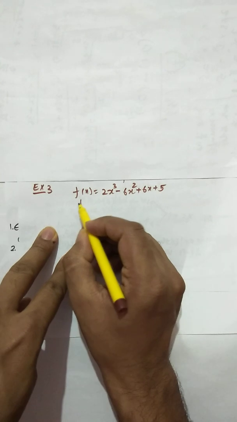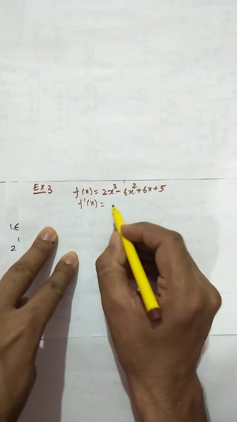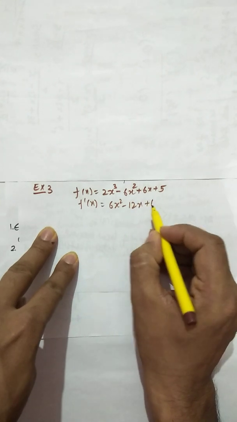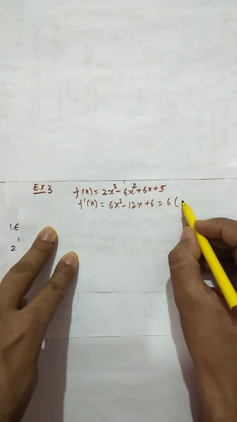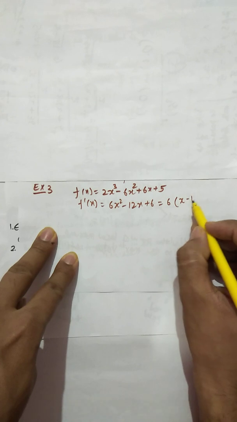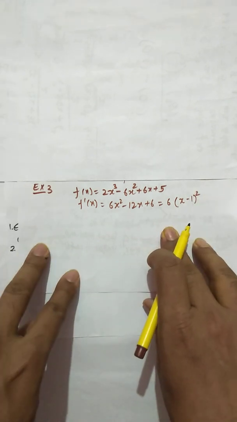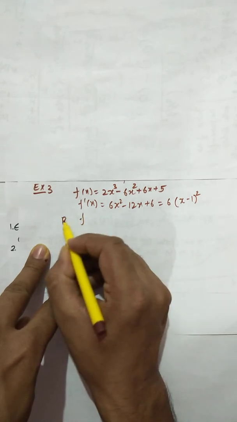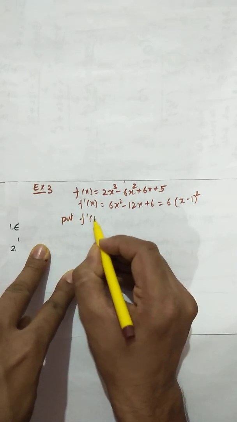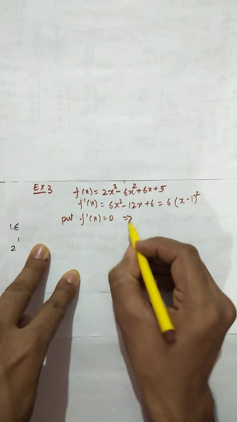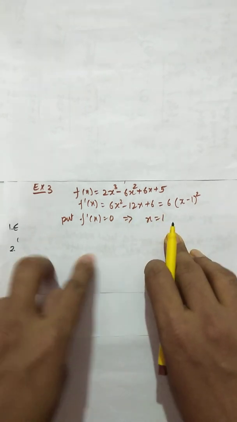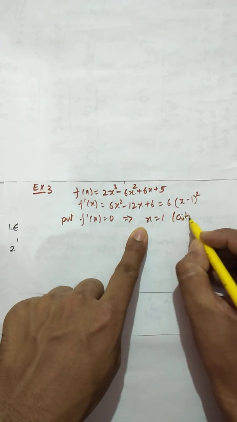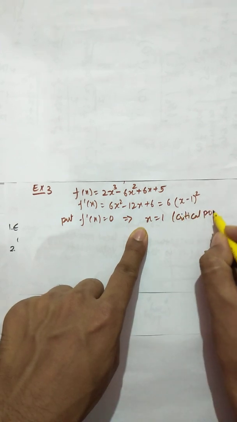So first we differentiate it. F dash x is going to be 6x square minus 12x plus 6. You take 6 common, then it's going to be x minus 1 whole square. So to get the critical point, we put f dash x equal to 0, which implies that x is going to be 1. So x equal to 1 is the critical point. This is the only one critical point.